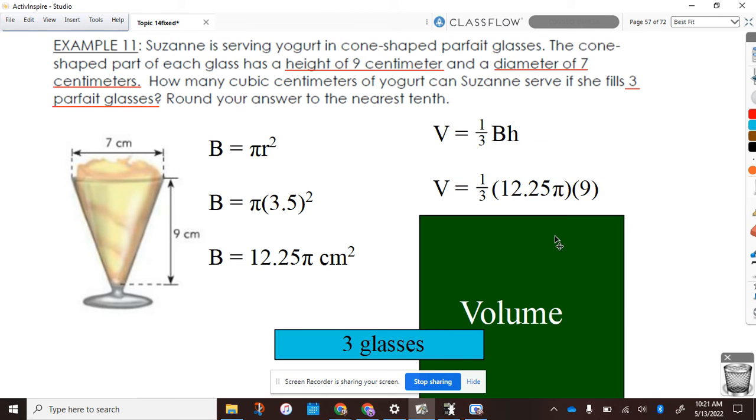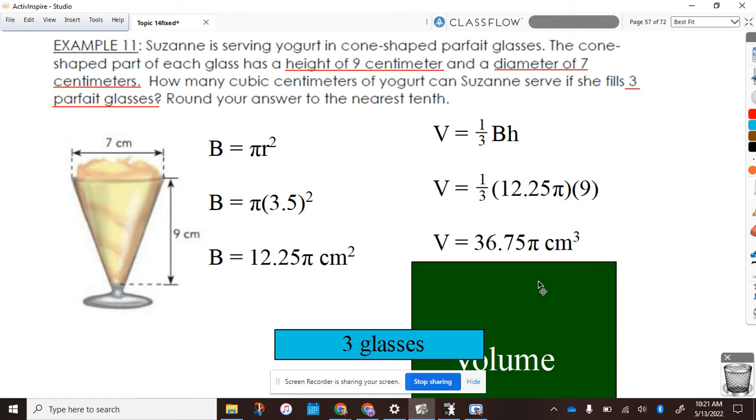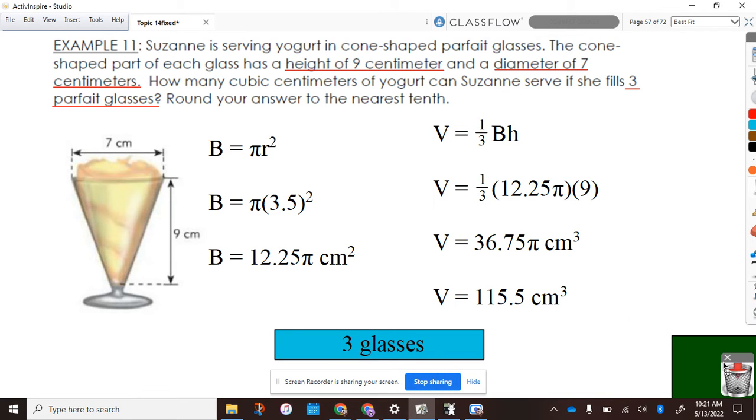We plug that in. We also plug in our height of 9. When we multiply all that out, we get 36.75 pi. Okay, that would be our exact answer. 115.5 would be our approximation. Now the question is, does this 115.5 answer the question that's being asked in this problem? And the answer is no.